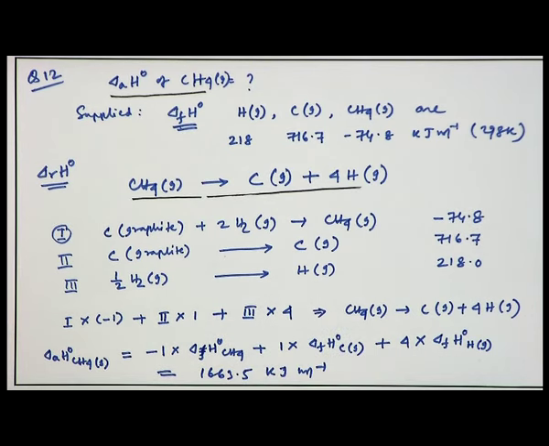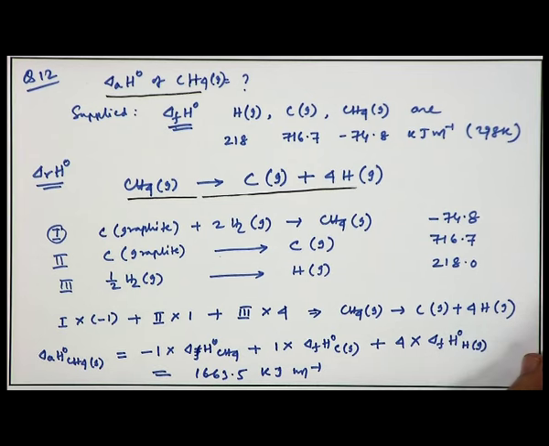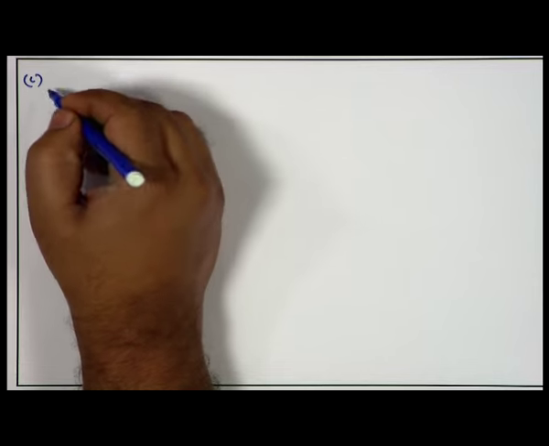So, again utilizing the heat of formation values and using Hess's law, we can find out the heat of reaction for any other processes. For example, in this case we found out the heat of reaction for the atomization process, which is nothing but the heat of atomization for the methane gas. Now, we will talk about bond enthalpy.